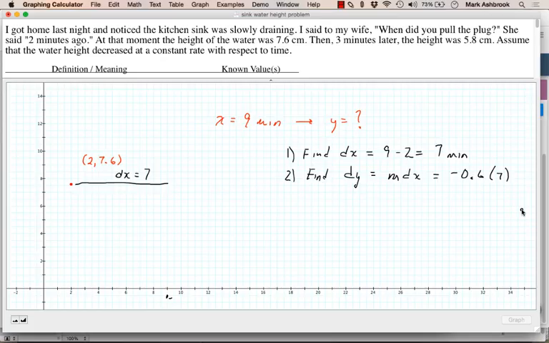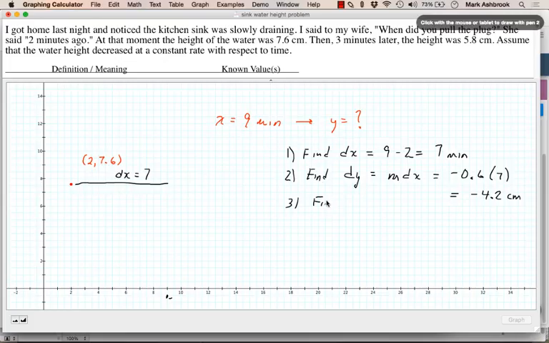We worked hard on that, right? Given any change in time, dx, the change in height is negative 0.6 times that change in time. Is that negative 4.2? Units on that? That's centimeters. Okay, and now we're going to use another thing we learned. What do we want to do? Now we want to know what the final y is.